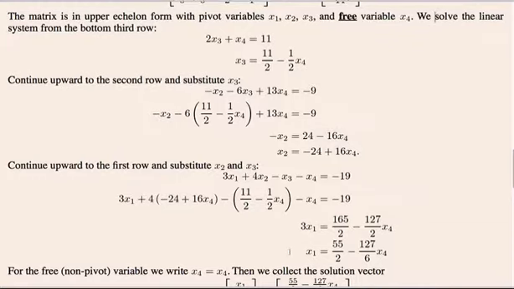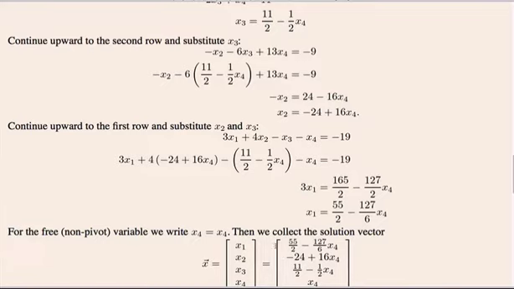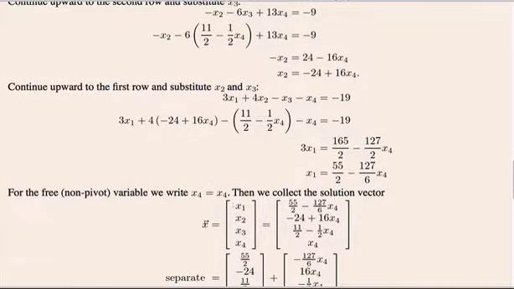Sometimes we write also that for the free variable, which is the non-pivot variable, we just write that x4 is x4. The reason why it might be useful to write this in this form is because then we collect the solution vector. So the solution vector x is supposed to have these components x1, x2, x3, x4, and then for x1 we write in the formula, x2 we write in the formula, x3 we write in the formula, and then sometimes students are stuck, what do we do with x4?